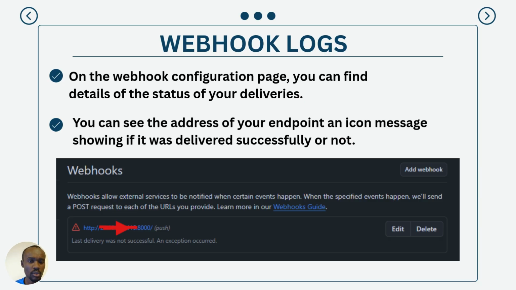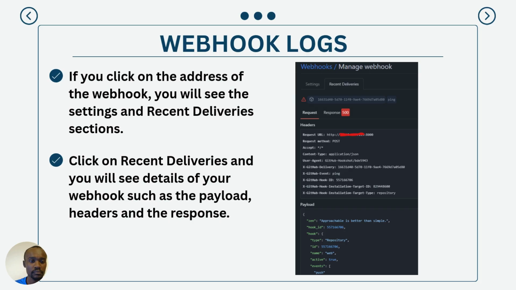So how do you check your webhook logs? On the webhook configuration page, you can find details of the status of your deliveries. As shown on the screenshot, you can see the address of your endpoint and an icon showing if it was delivered successfully or not. To access your webhook logs, click on the address of the webhook. You will see the settings and recent deliveries sections. Click on recent deliveries and you will see details of your webhook such as the payload, headers, and the response.